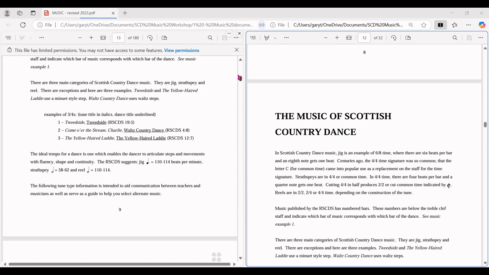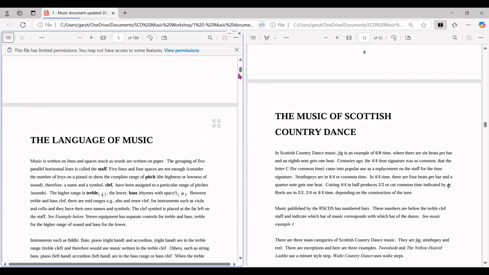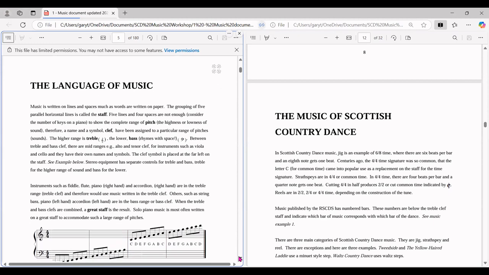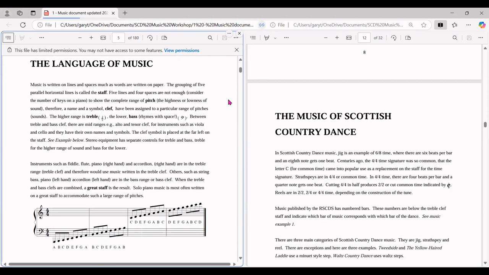So, music. Let me just back up a bit here. At TAC summer school, I presented this, and someone commented that I jumped in the deep end, and I expected people had some modicum of understanding of music. My fault.